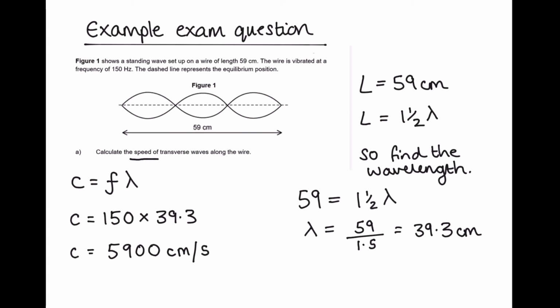If the question doesn't ask you for the answer in metres per second, you could just leave it like that. Or you could convert and you would actually get 59 metres per second in SI units.